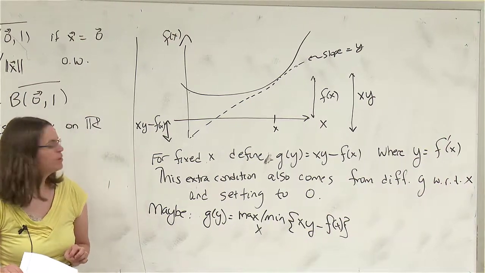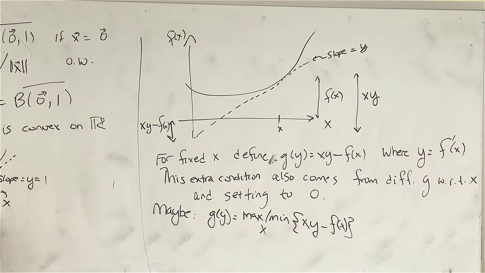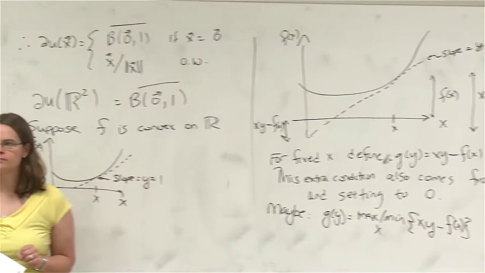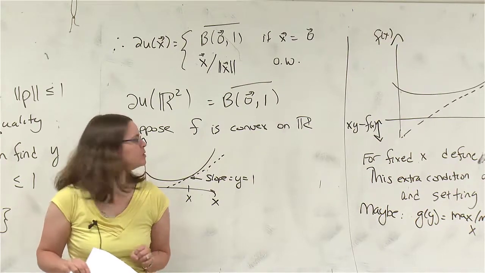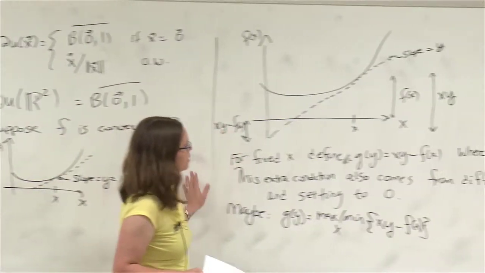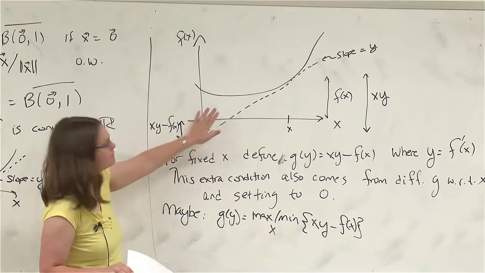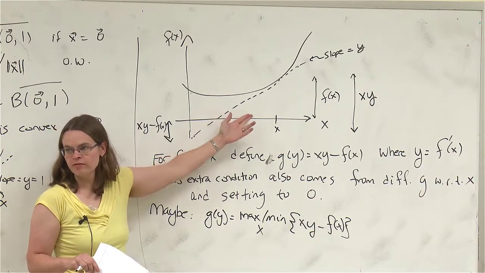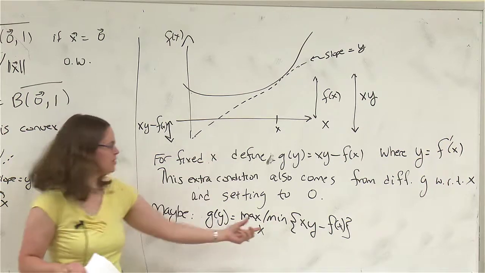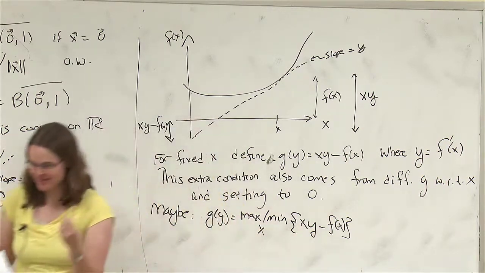You want to minimize it? Why do you want to minimize it? We know f is above the line. Okay, so we want to minimize what, f? We want to minimize, yeah, okay. So in other words, we want to maximize it.